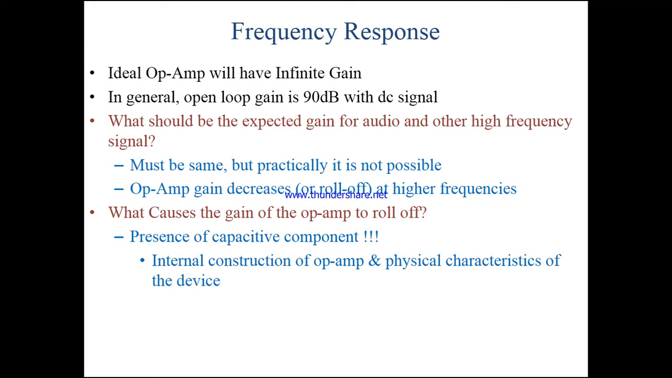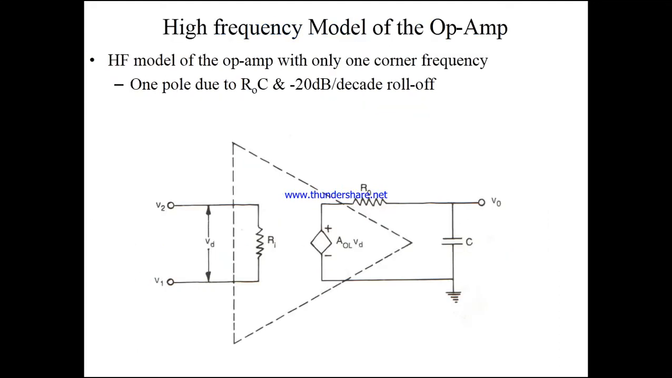Here the ideal operational amplifier will have infinite gain, and in general the open loop gain is 90 dB with a DC signal. We should expect the same gain for audio and other high frequency signals, but practically that is not possible. The op-amp gain decreases, rolling off at higher frequency. What causes the gain of the operational amplifier to roll off? The presence of capacitive components, the internal construction of the op-amp, and the physical characteristics of the device.